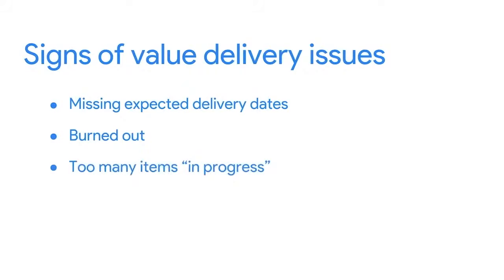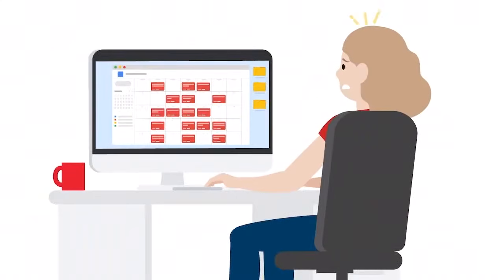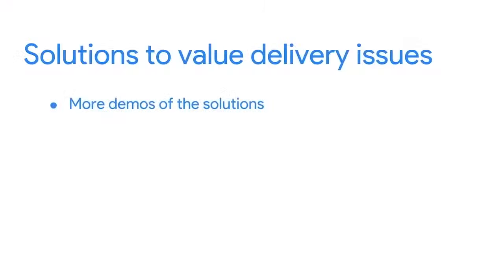Or maybe the team has too many items in progress at any given time, preventing tasks from actually getting to done. If you start to notice your team is struggling in these areas, there are a few things you can do to help. You can try doing more demos of the solutions with the team to ensure they're delivering on the value roadmap. When the team pauses to take in a big picture view of the working product, they often notice areas where they can improve and speed up the work.